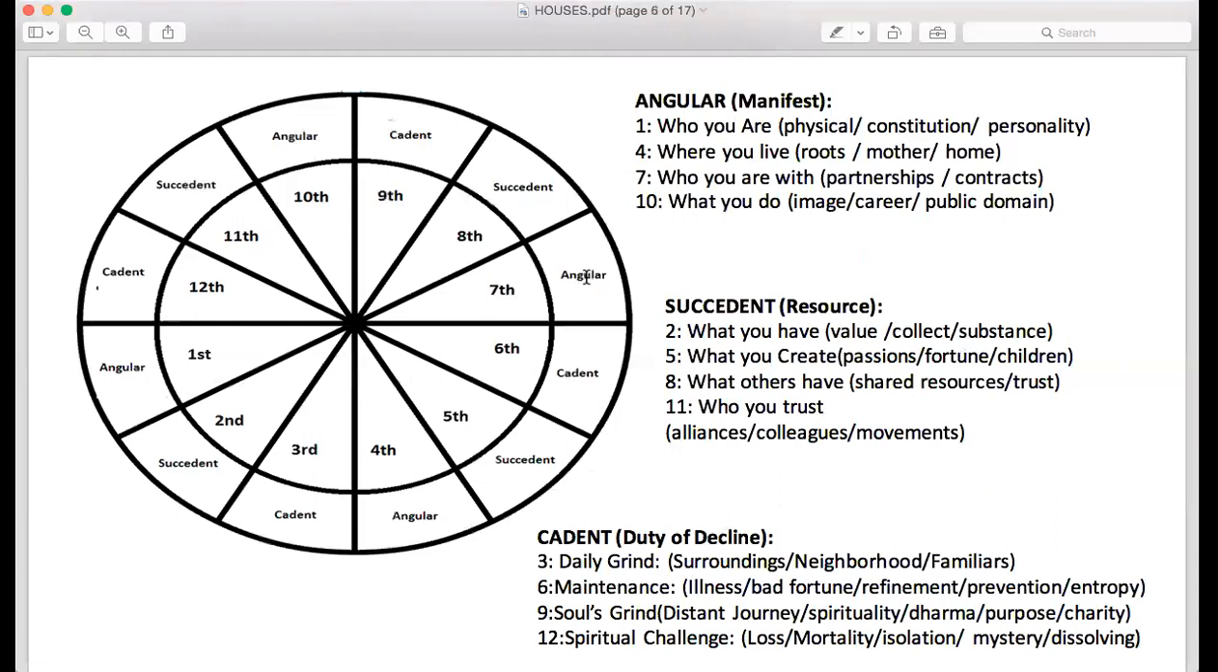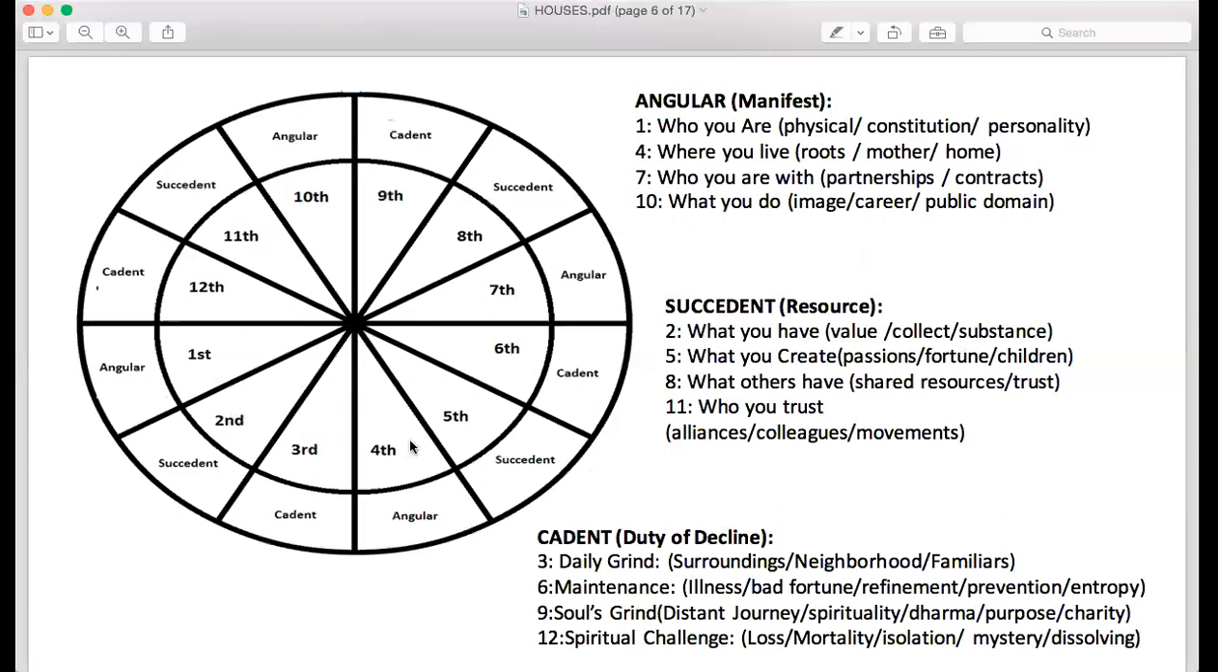This is 2, 5, 8, and 11. What you have, what you create, what others have, and who you trust. So 2 here is what you value. It's not just what you have. You collect what you value, right? If I like this thing, I'm going to amass it. It also has to do with substance and movable wealth, stuff you can pick up and move around. Not your house, right? Your house would be over here in fourth.